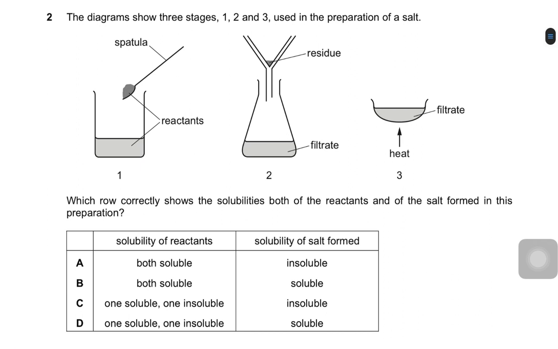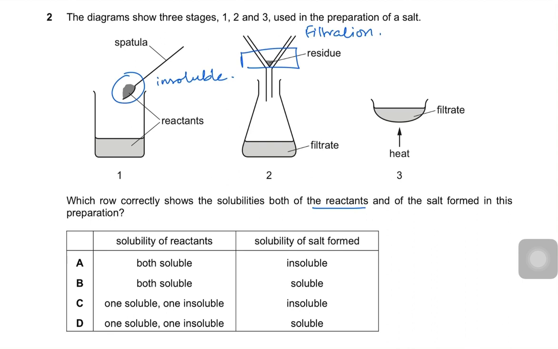The diagram shows 3 stages, 1, 2 and 3, used in the preparation of a salt. There's a spatula, there are reactants, then there's residue which shows some kind of filtration. And then you're collecting a salt, perhaps heating it, and then collecting the filtrate, and it seems like you are crystallizing it. Which row correctly shows the solubilities of both the reactants and of the salt formed in this preparation? When you look at the solubility of the reactants, it looks like this one was insoluble, because if you remember, the second method which we generally use involves insoluble metal oxides or metal carbonates. Maybe that is why you are doing the filtration.